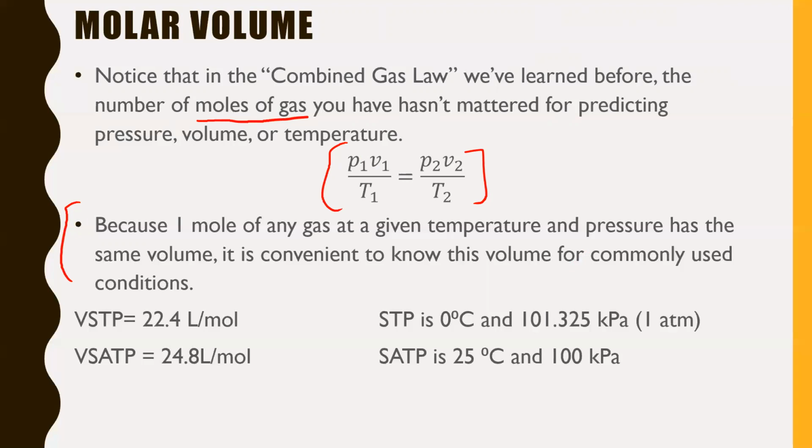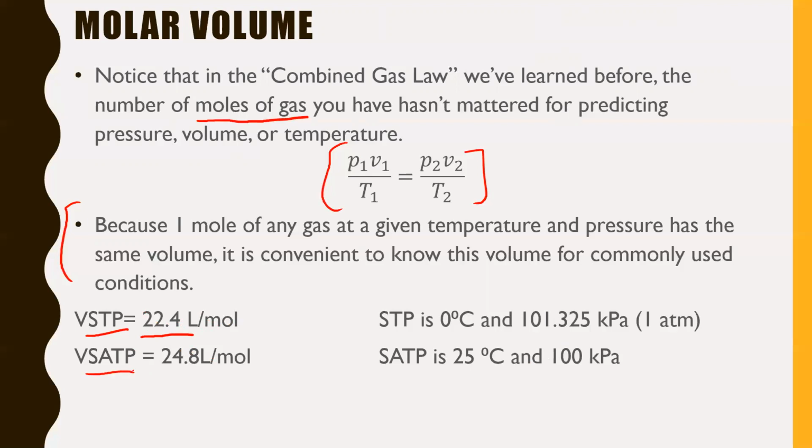So that volume is not going to change. Under STP conditions, that's standard temperature and pressure, which remember is 0 degrees Celsius and a pressure of 101.325 kilopascals. Under standard temperature and pressure, 1 mole of any gas occupies 22.4 liters. So notice the unit on this is liters per mole. That means 22.4 liters are occupied per mole, right?